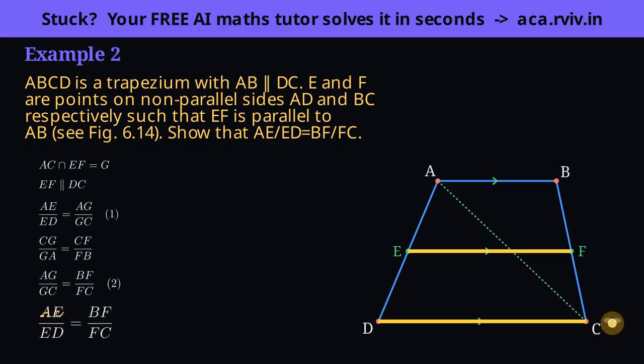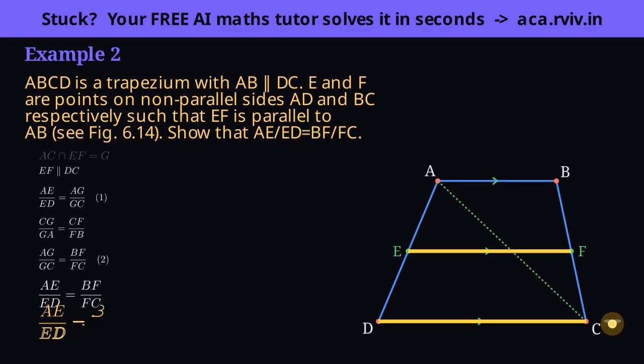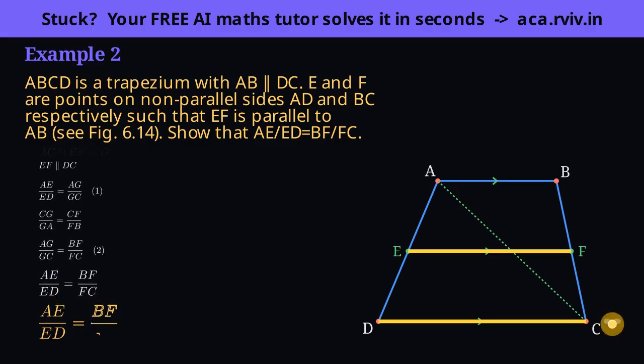The lesson worth keeping: whenever a figure isn't a triangle, draw a diagonal. It manufactures the triangles Thales needs, and the shared segment along that diagonal, here AG over GC, becomes the bridge that ties the two results together.